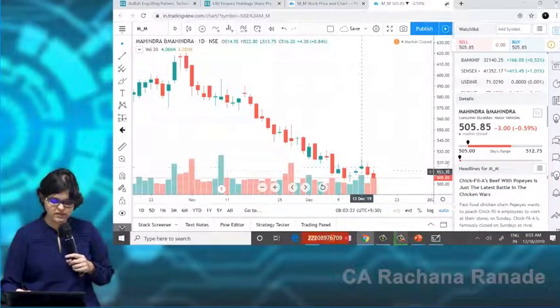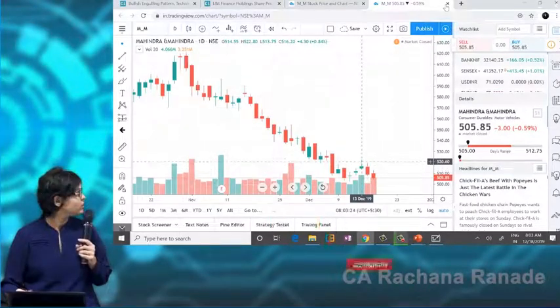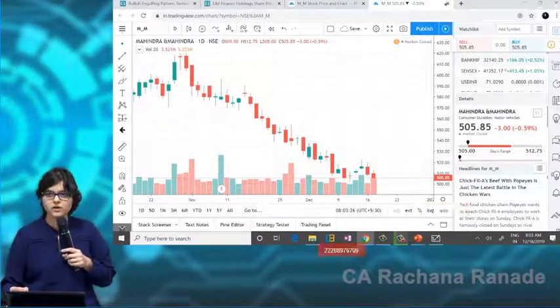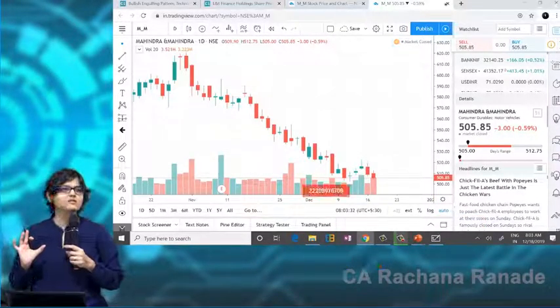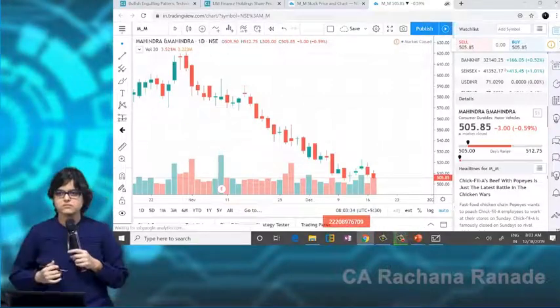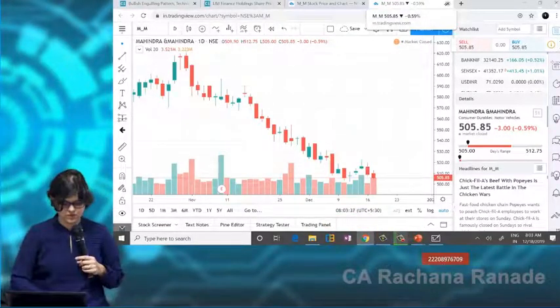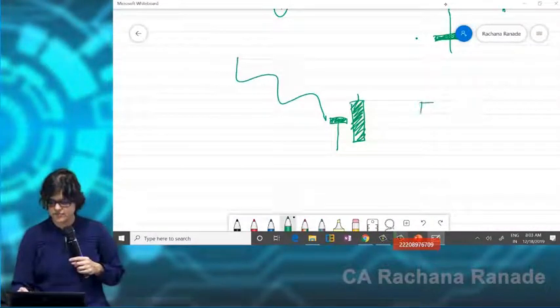Is this a standalone hammer? Yes or no? Is this a standalone hammer? The third last candle that you can see on the screen? Is it a hammer? 101% yes, it does qualify as a hammer. But we call this an inverted hammer. Same, okay. Like, you've taken it the other way around, right? Hammer, inverted hammer.